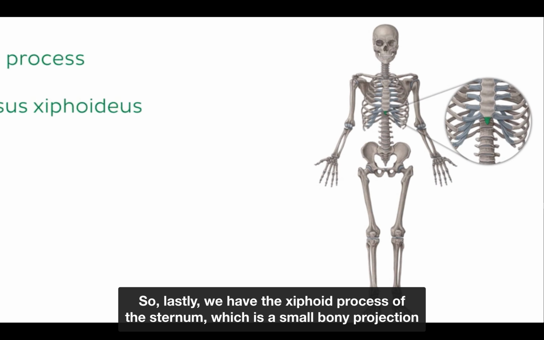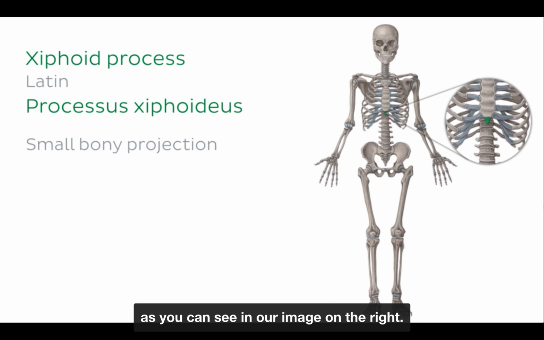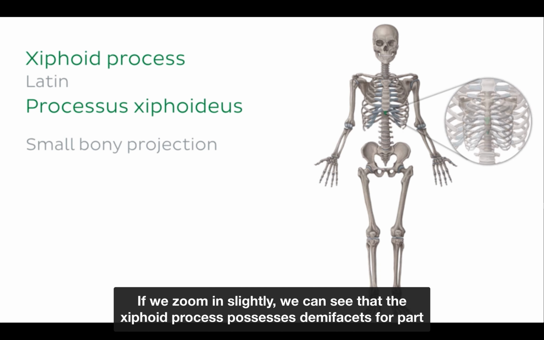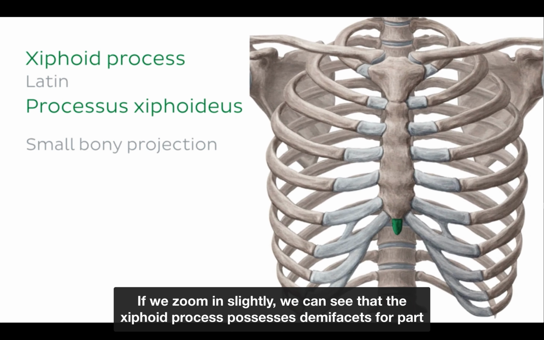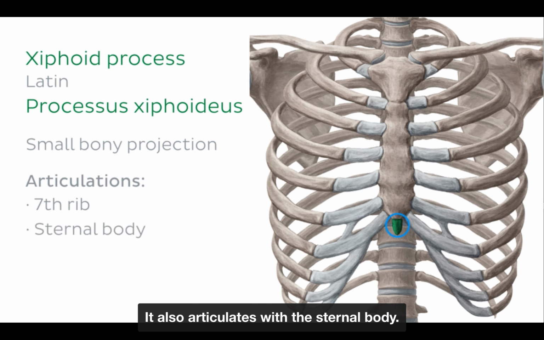So lastly, we have the xiphoid process of the sternum, which is a small bony projection, as you can see in our image on the right. If we zoom in slightly, we can see that the xiphoid process possesses demifacets for part of the 7th costal cartilages. It also articulates with the sternal body.